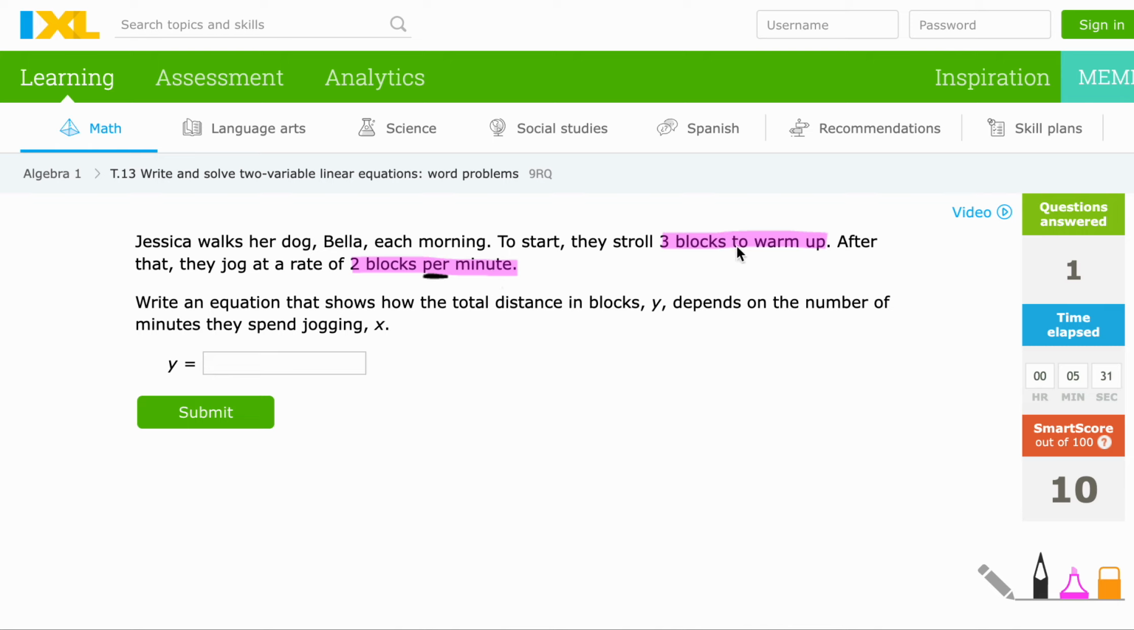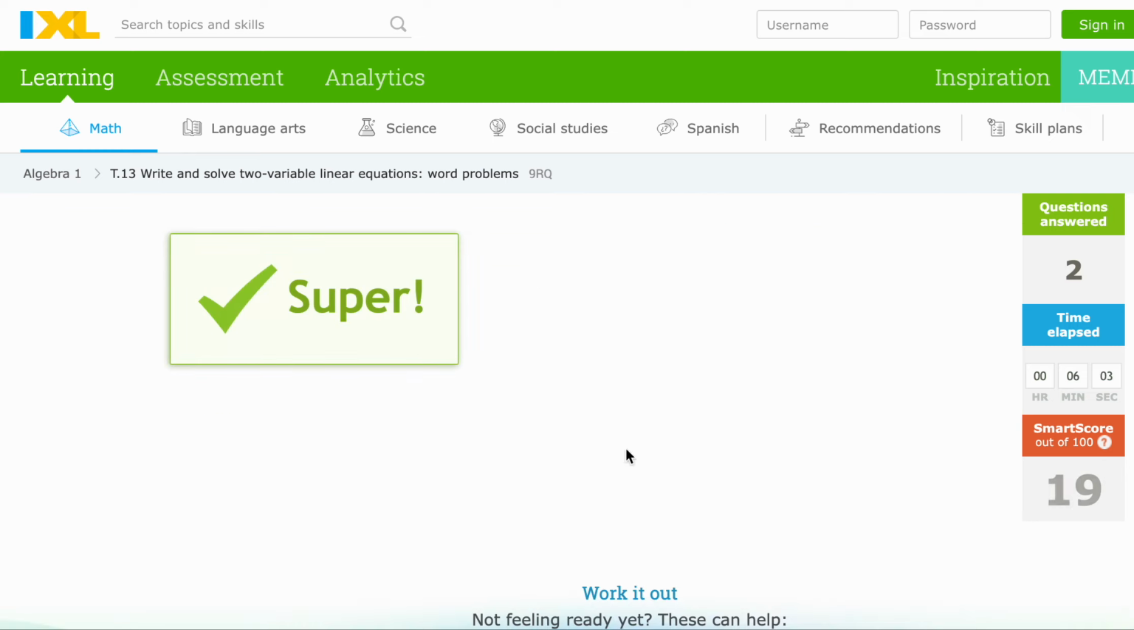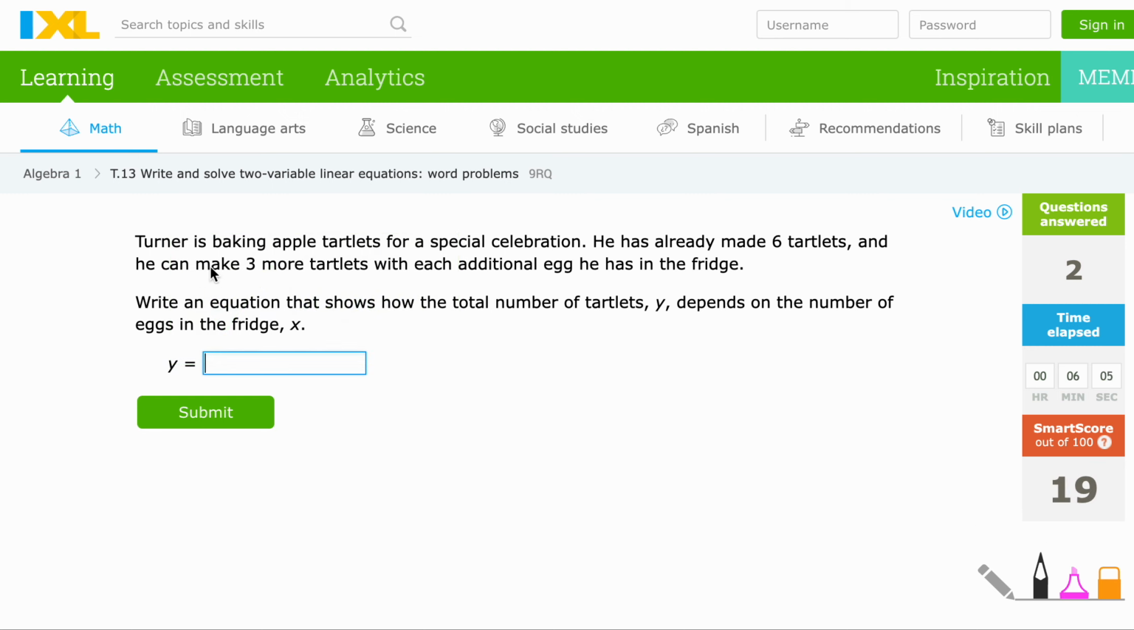Okay, but it's 3 blocks initially. That's just the warm up. So remember that our m is our rate. This will be our m, and our b is our initial value. Okay, so if we write that in y equals mx plus b form, it's going to be y is equal to 2x plus 3. Okay, so if you imagine this, right, where x is our number of blocks, we start off with 3 blocks and then it's 2 blocks times the number of blocks that we walk x plus the initial amount that we walked 3. Okay, let's do one more example.